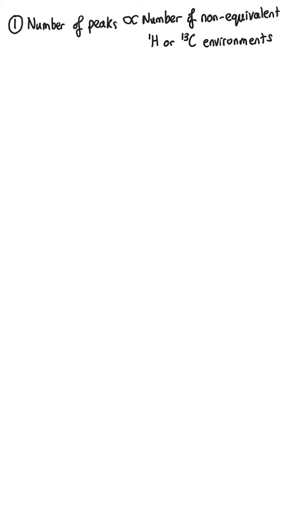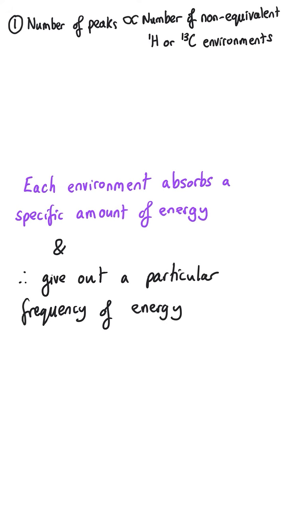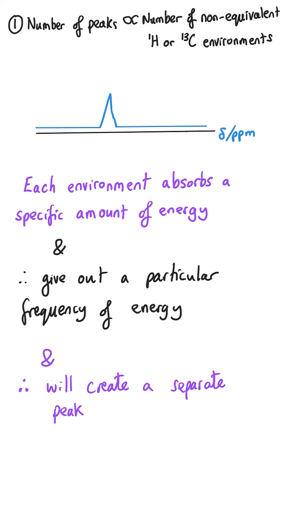The number of peaks that you see in a particular spectrum tells us how many non-equivalent environments there are for protons or for carbon atoms, because each different arrangement will correspond to a different absorption of energy by the nuclei and a different frequency of energy released. So what this looks like in practice is that if you have an NMR spectrum with only one peak, that means that all of the carbon or all of the hydrogen within a particular molecule are in the same environment.